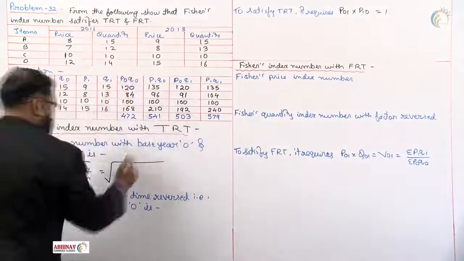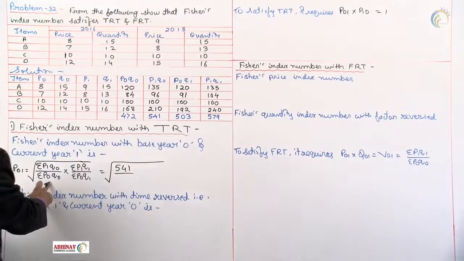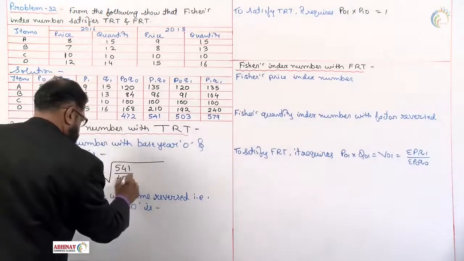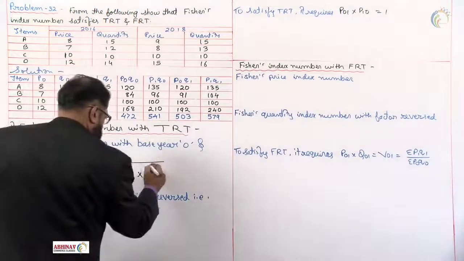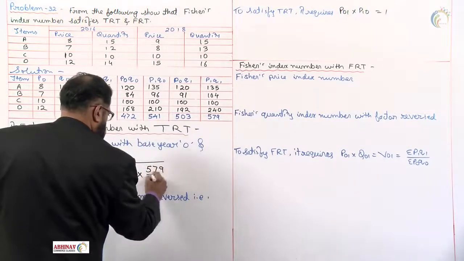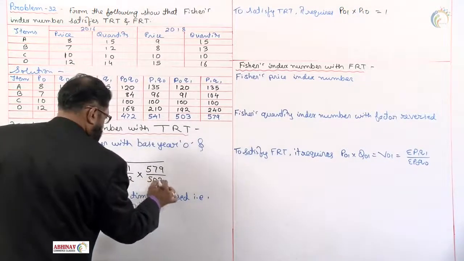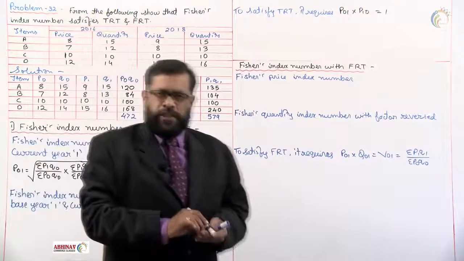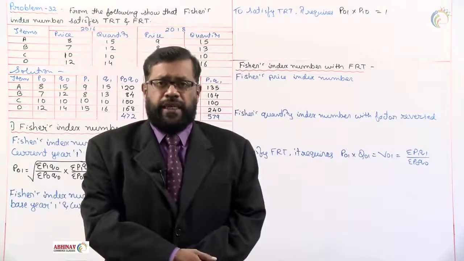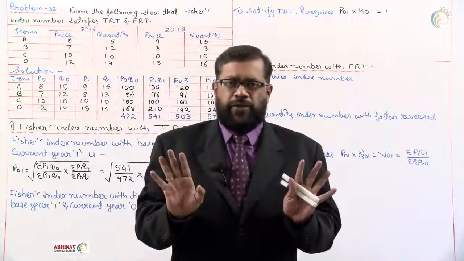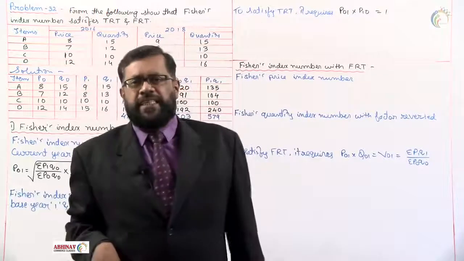P1 Q0 is 541, divided by P0 Q0, 472, into P1 Q1, 579, divided by P0 Q1, 503. Keep it as it is. Shouldn't solve it, because we have to test whether the answer is equal to 1 or not in TRT. So don't solve it here using calculators. Later on when we cross multiply, it becomes easy if you have not solved it.